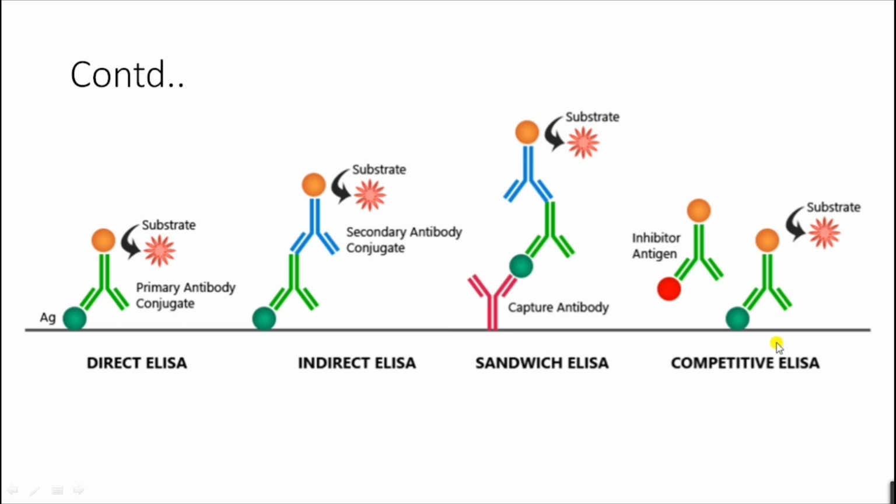Next is the competitive ELISA. As you have seen, there will be competition between two antibodies, the enzyme conjugated antibody and the antibody in the patient sample, to bind to the antigen which is pre-coated in the microtiter well. Upon the addition of substrate, if there are antibodies in the patient sample, there will be less intensity of color, and if there are no antibodies in the patient serum, there will be more intensity of the color.